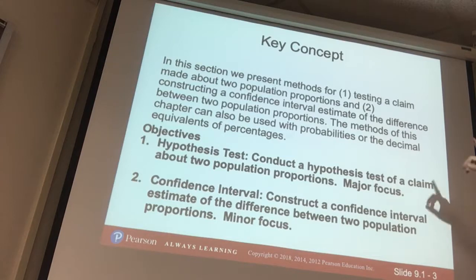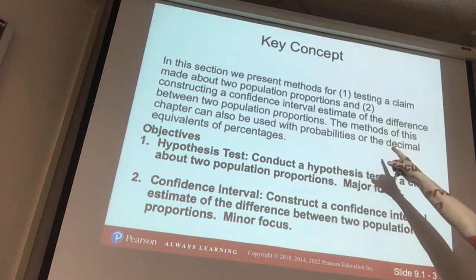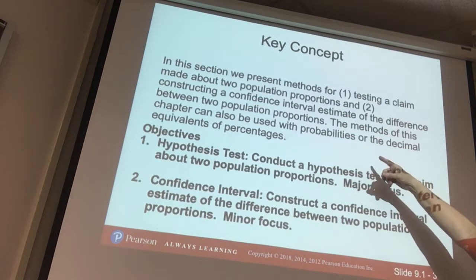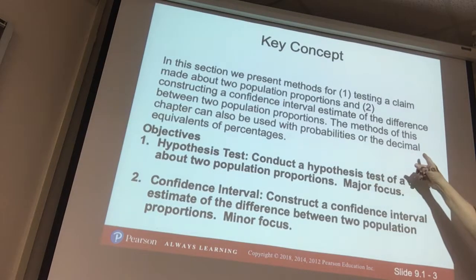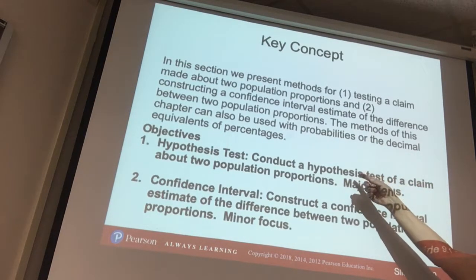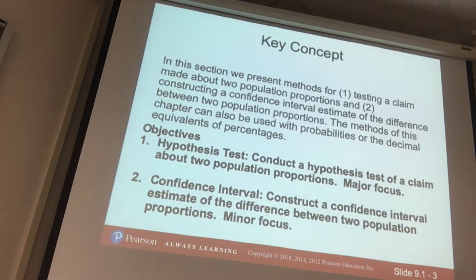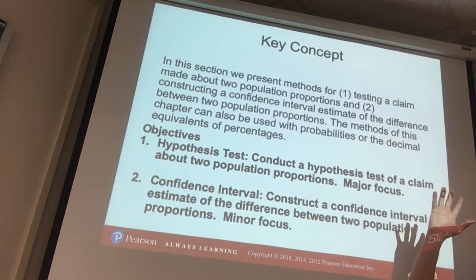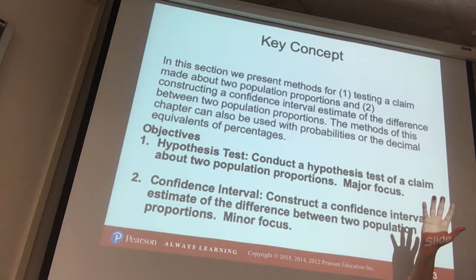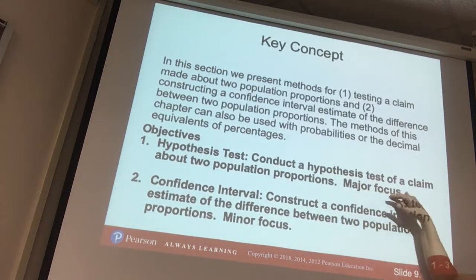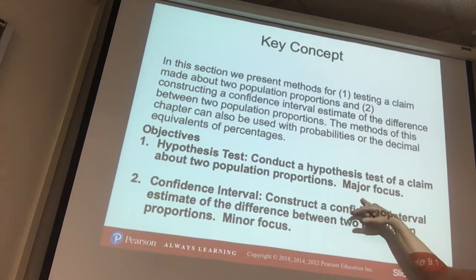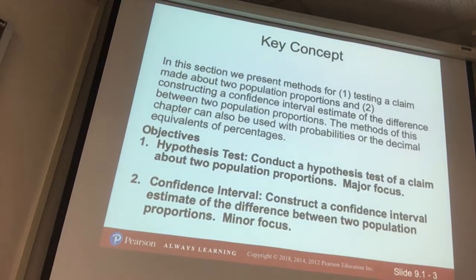We're going to be testing a claim made about two population proportions and constructing a confidence interval estimate of the difference between the two population proportions. So, like I said, we're not going to focus real heavily on the confidence interval. We are going to do it, but it's not the major goal here. We really want to work on the hypothesis testing the most. But both of them are going to be done on a calculator, so they're going to be very similar. Conduct a hypothesis test for a claim about two proportions, this is our major focus, and the confidence interval is our minor focus.